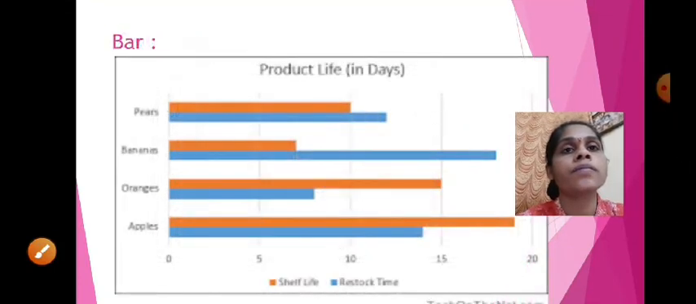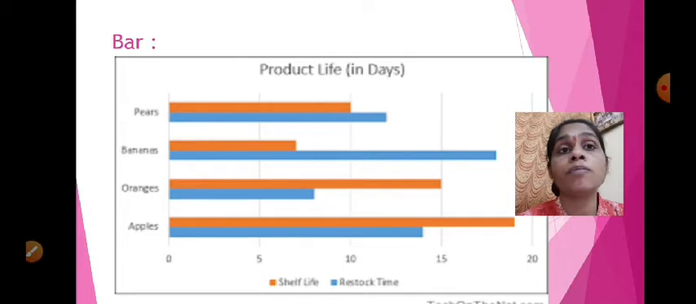Next, this is your bar chart. That is a form of column, and this is your bar. Pears, bananas, oranges, apples, all these things are present. This is your bar pattern. This is your bar chart.